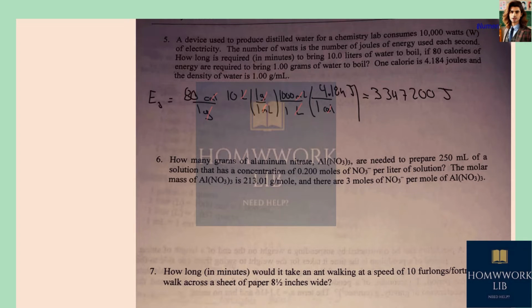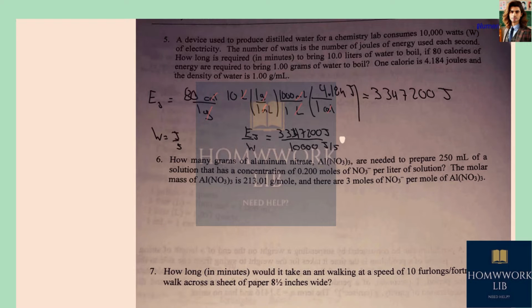Now, if we want to know the time and we know that watts is equal to joule per second, if we divide this energy in joules by the amount of watts that is given, the power, we're going to get the result in seconds. So 3,347,200 joules divided by 10,000 watts, which is joules per second, is going to give us a result in seconds.